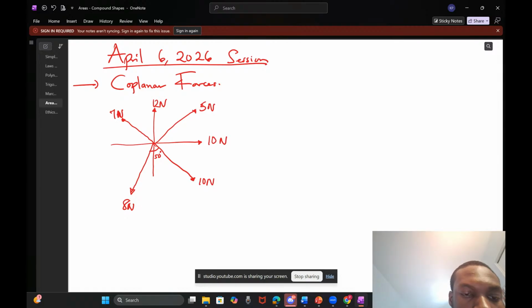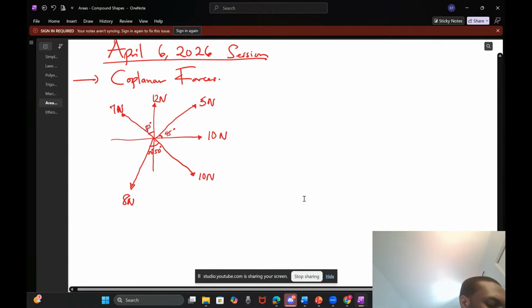The angle it makes here is 30. Let's say the angle this one makes here is 45. 7 Newton. Let's say the angle here is 50. Okay.